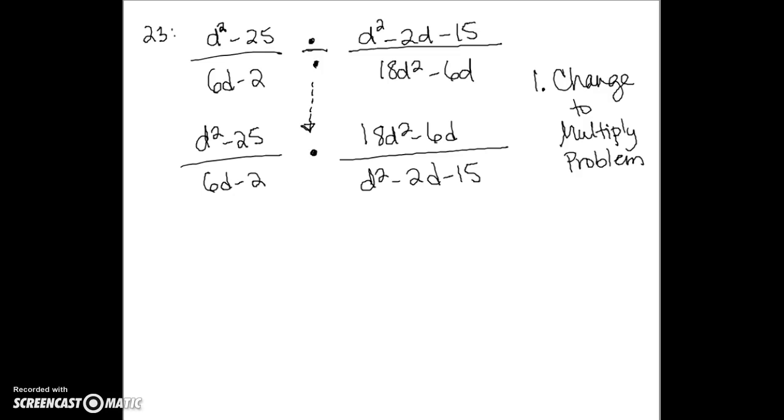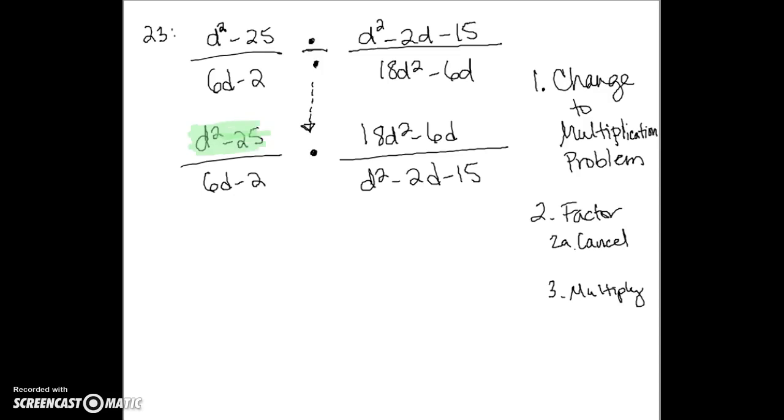I'm going to try to fit it. There, I made it. So change it to a multiplication problem. Then 2 would be to factor. And part of that factoring will be to cancel. And then we can regular multiply. Actually do the multiplying.